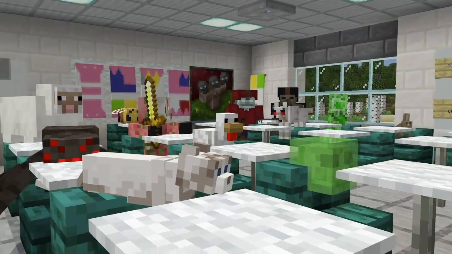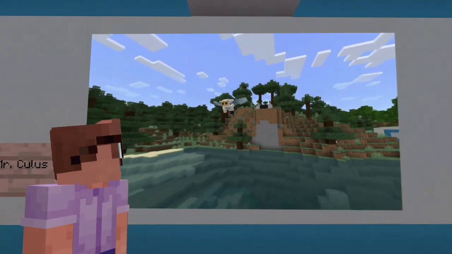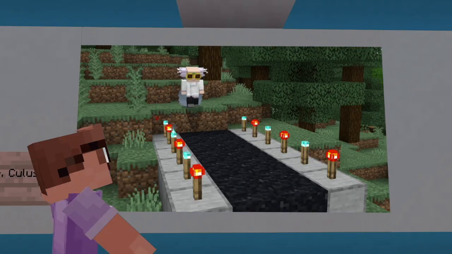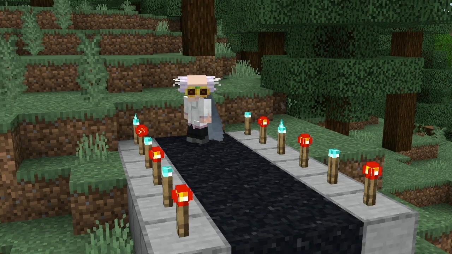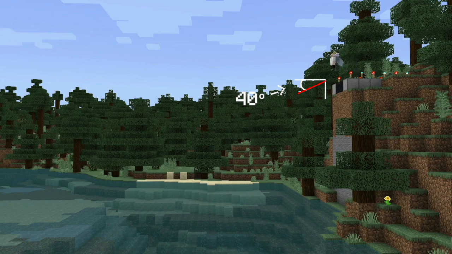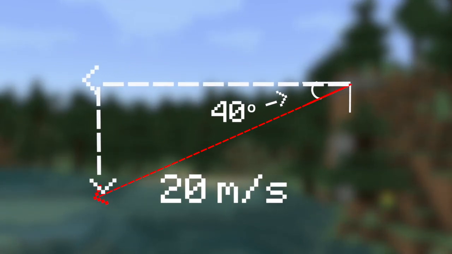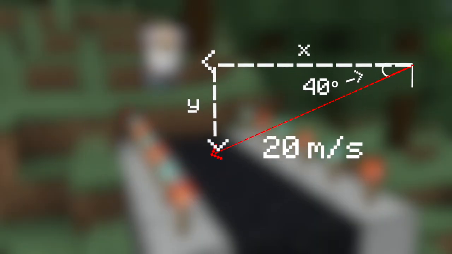Our second topic is going to be vectors. For example, the elytra wings. This is my assistant, Dr. Grithm. While gliding down at a 40-degree angle, Dr. Grithm here has a velocity of 20 meters per second. We can use right triangles to figure out how fast he's going down, which would be y, and across, which would be x. If you set up a sine equation as sine of negative 40 degrees equals y over 20, you'll be able to find the y value.